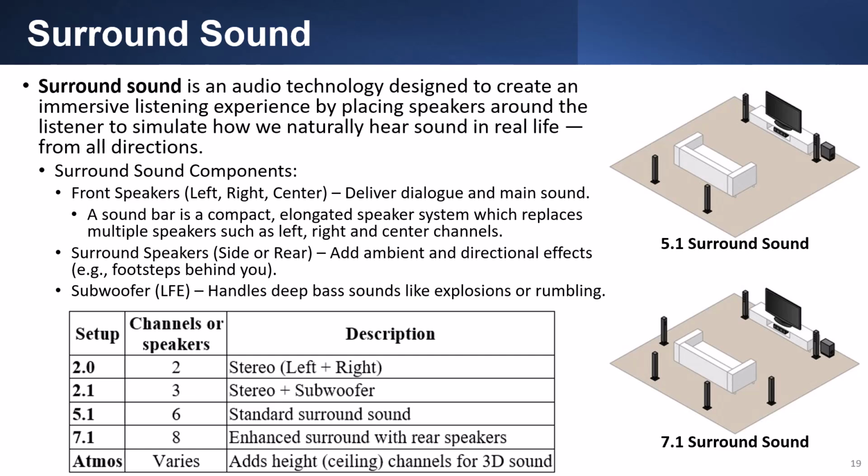Surround speakers, side or rear, add ambient and directional effects such as footsteps behind you. The subwoofer handles deep bass sounds like explosions or rumbling. As you notice from the table, surround sound 5.1 has 6 speakers and 7.1 has 8 speakers. The extra speaker is the subwoofer, as represented by the .1.